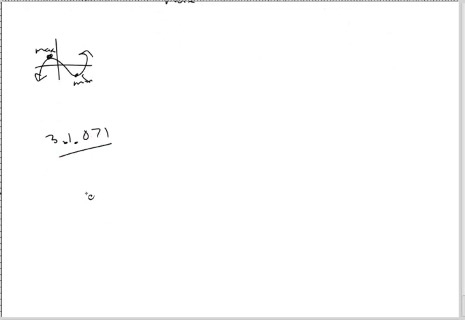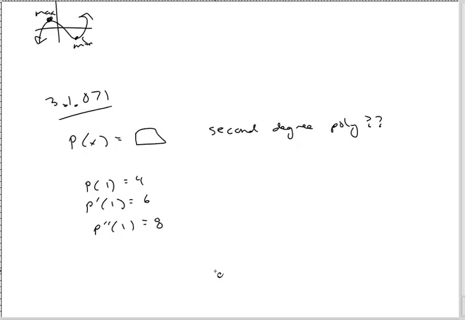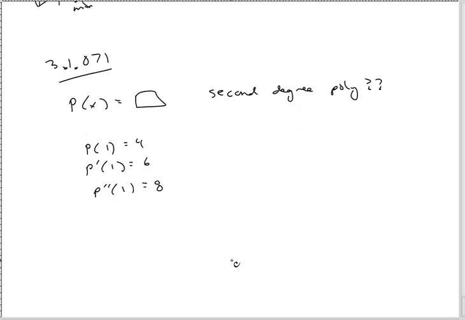So it says we got p of x is equal to what? And we're supposed to find the second degree polynomial. That's kind of weird. They give us some more stuff. We got p of 1 is equal to 4. P prime at 1 is 6. And then p double prime at 1 is equal to 8. Go! You can see this is why I did this problem, because it's just really weird.